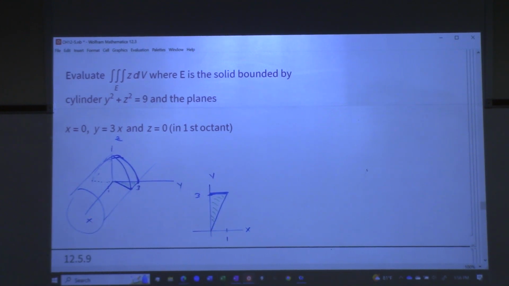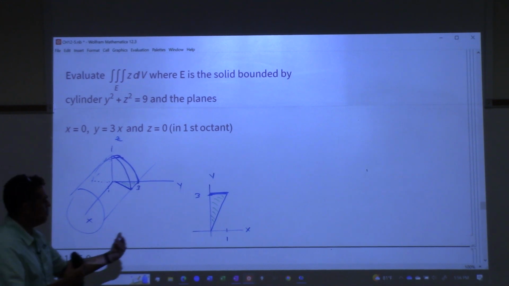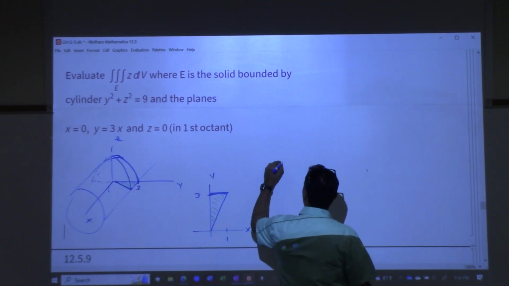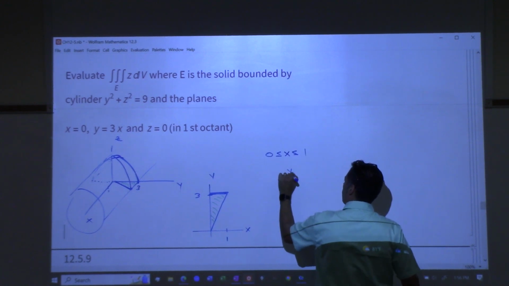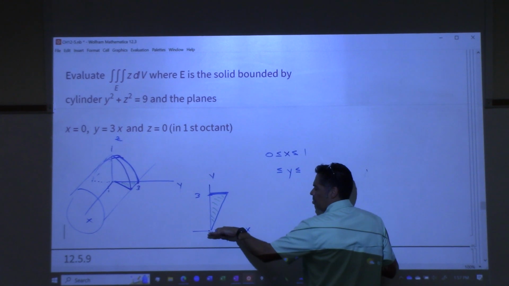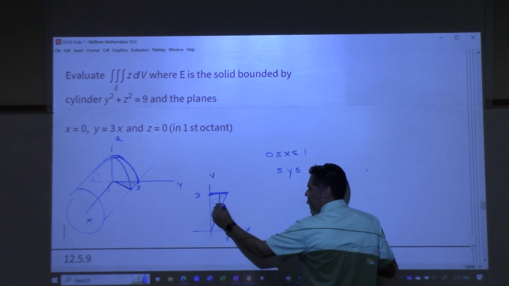I think I'm going to stick with type 1. All right, our x's are between two constants, right? X is between 0 and 1. What are our y's trapped between? 1/3 x. Yep, right here.